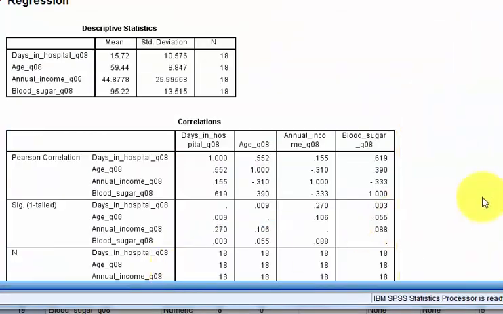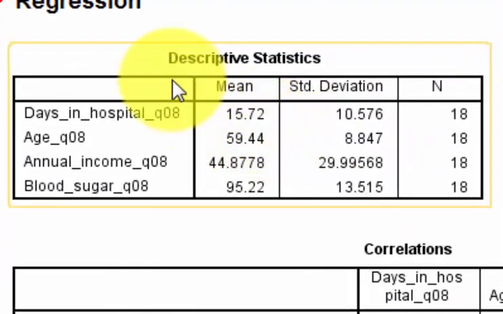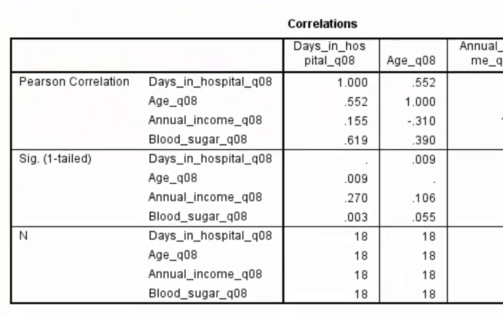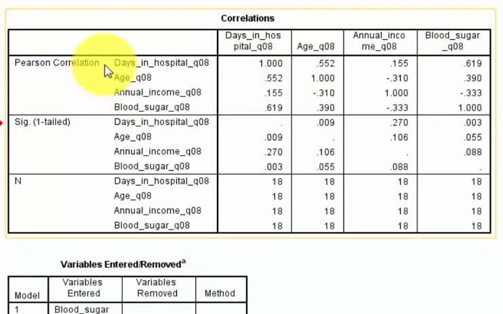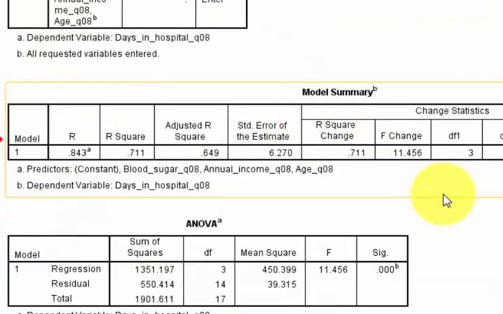We click OK. So the first box gives you the means of each of the variables, which you really don't need in a multiple regression model. Here's a correlation box. It tells you how strongly everybody's correlated, but we don't look at that one either. We go to the model summary box.